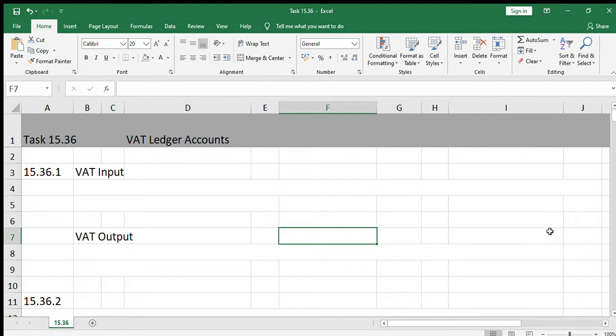Hello grade 12, this is task 15.36 on VAT ledger accounts. This is one of the questions I wanted to do with you in class, but unfortunately we were unable to meet. Okay, so in task 15.36, there are some missing figures we need to calculate and then VAT ledger accounts.